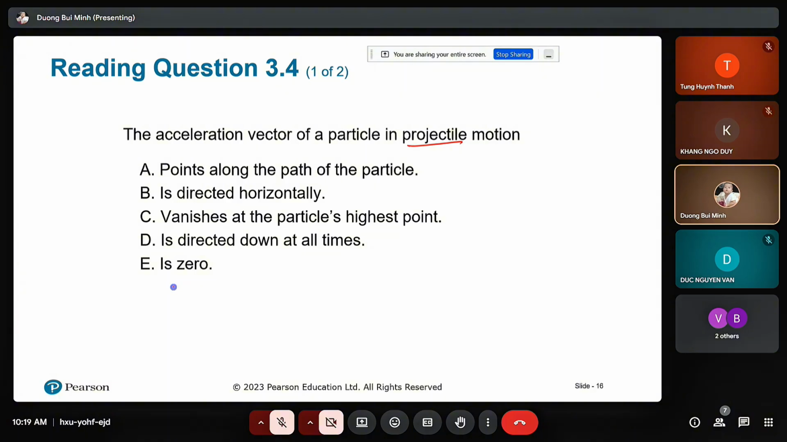Projectile motion like this, right? So this is the initial position, and this is the final position. The acceleration vector is directed downward at all times, right?